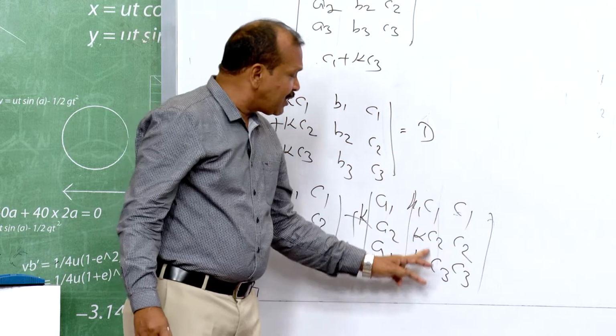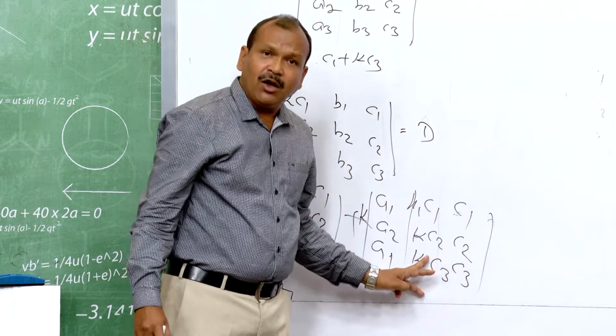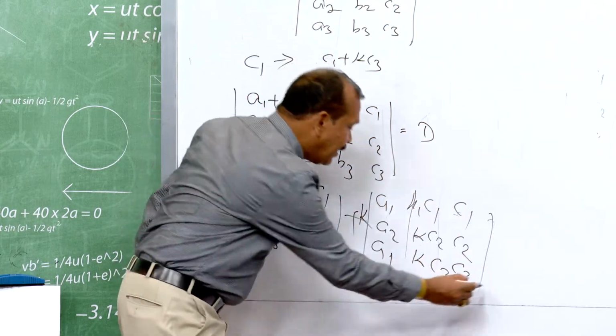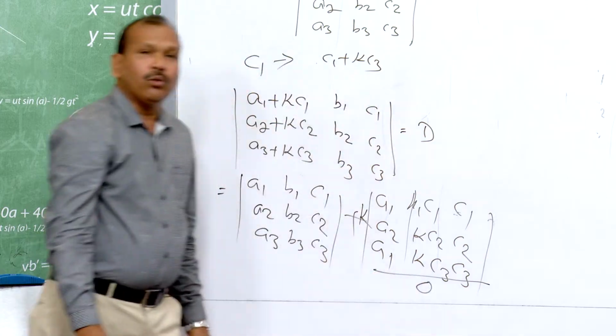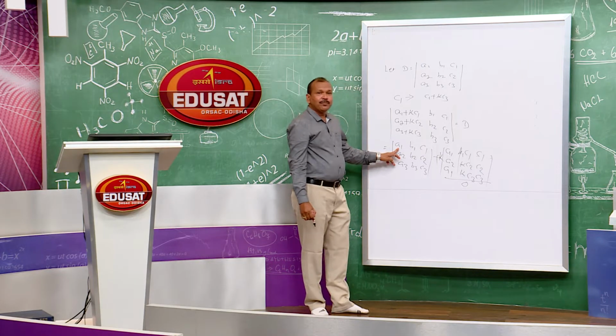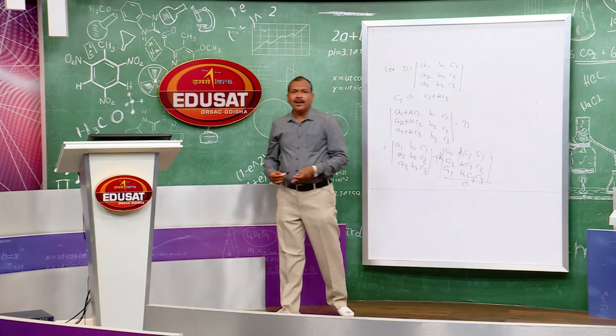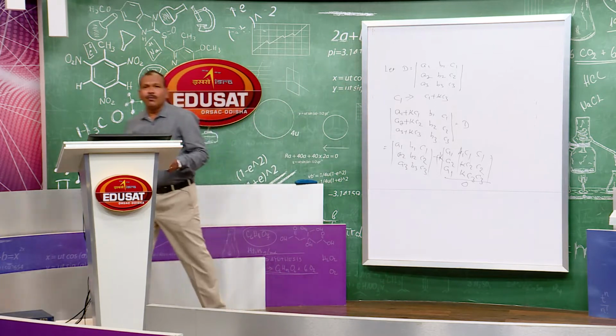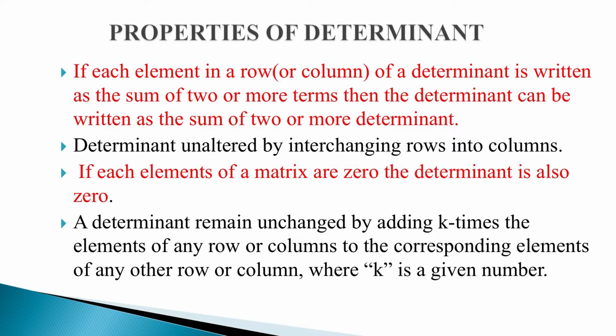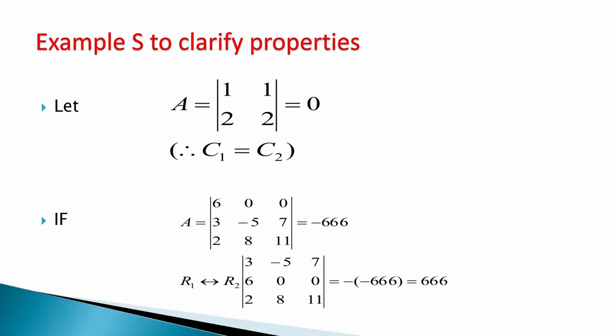Then we have the third column and second column equal, then this determinant value becomes 0. This becomes D. A determinant remains unchanged by adding K times the elements of any row or column to the corresponding elements of any other row or column, where K is a constant. To clarify this, here is an example.